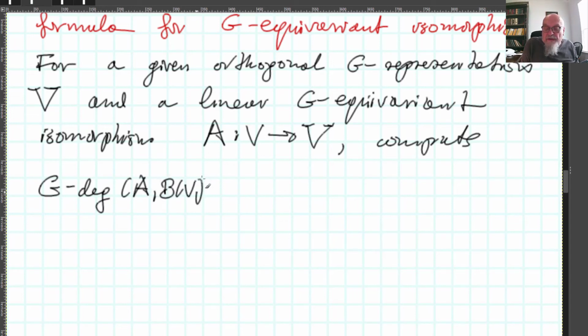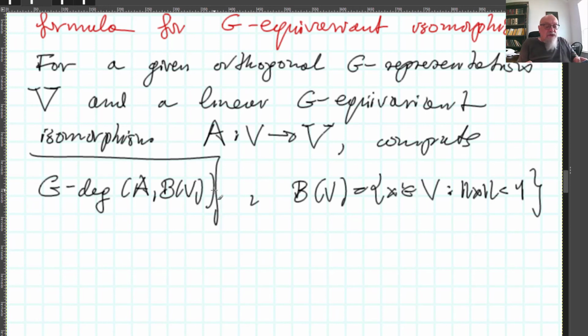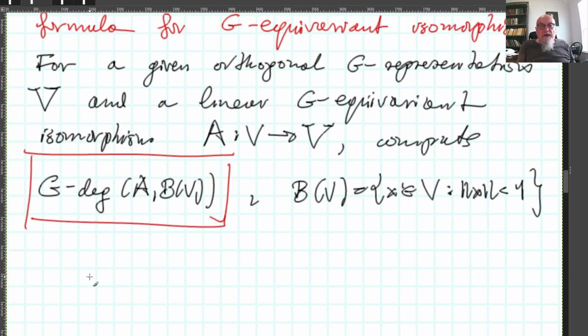of A on the unit ball in V, where the unit ball is the set of all x in V such that the norm of x is smaller than 1. So that's an open unit ball. So we want to compute this degree. We want to show how this degree can be effectively computed. So we will indicate that this degree can be computed fully using the equivariant spectral properties of the operator A.